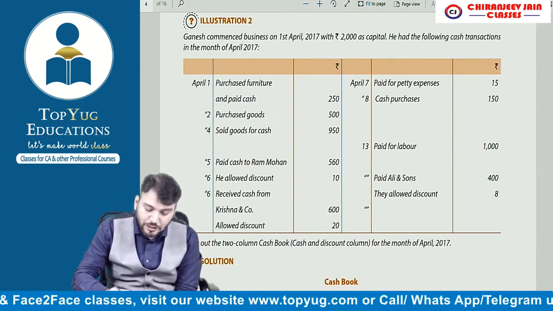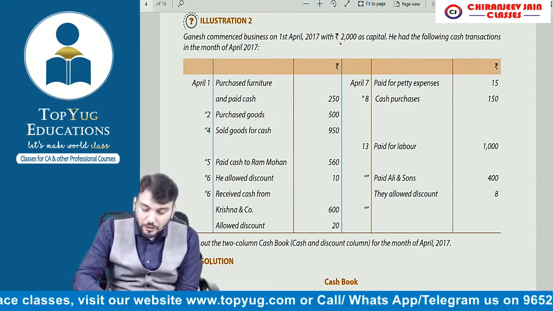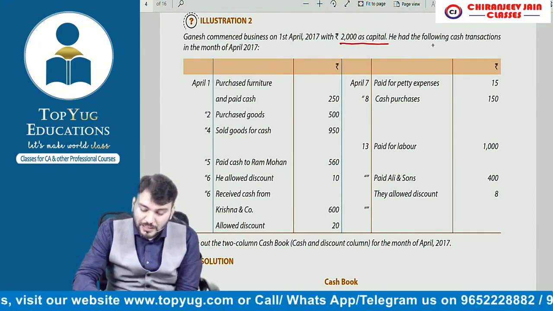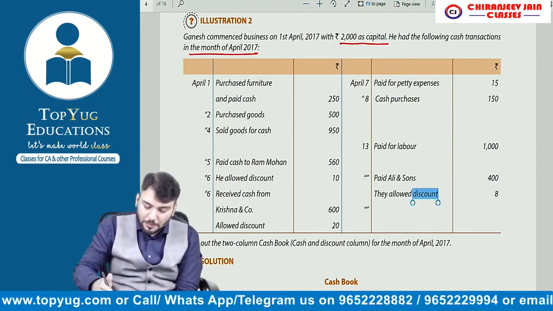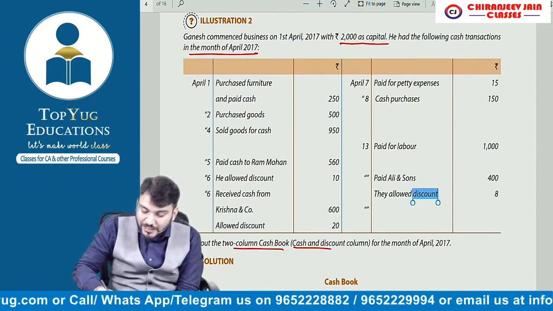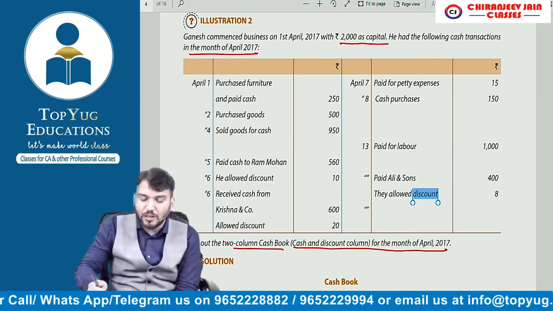Ganesh commenced the business on 1st April 2017 with 2000 as capital. He had the following cash transactions in the month of April 2017. Make out a two column cash book, cash and discount column, for the month of April 2017.